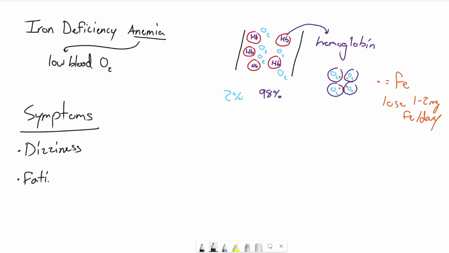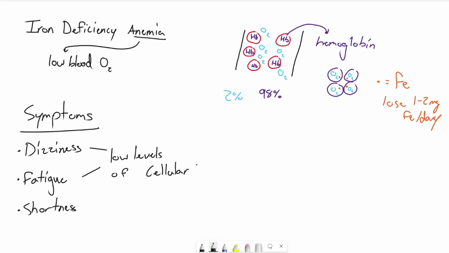fatigue, and shortness of breath. Among some other things, we have like pallor of the skin, pale skin, because oxygen is what gives our blood its bright red color. So if we have less oxygen, we're going to have paler skin, right? But these two here, dizziness and fatigue, have to do with low levels of cellular respiration.